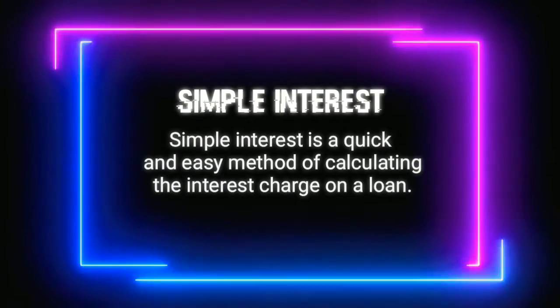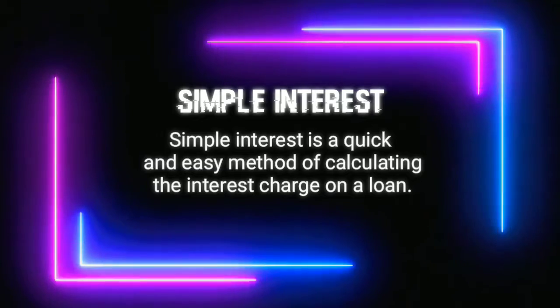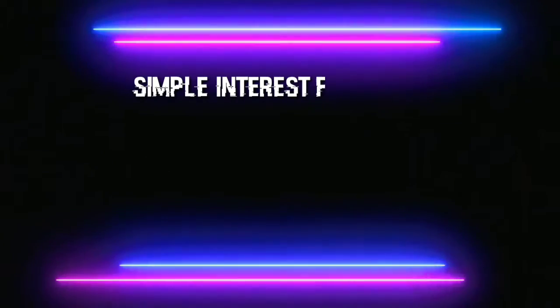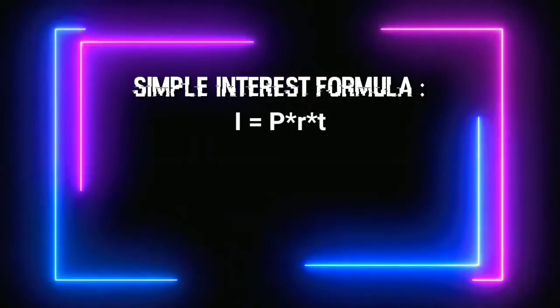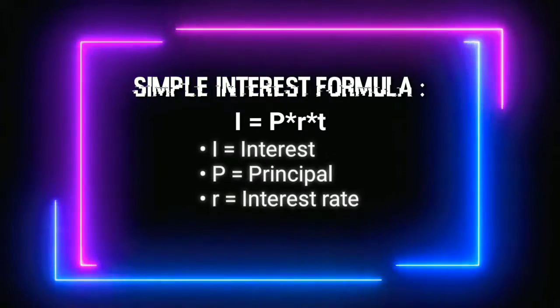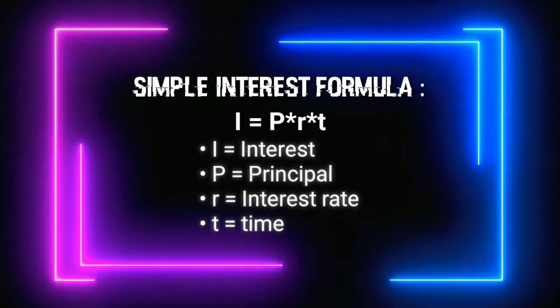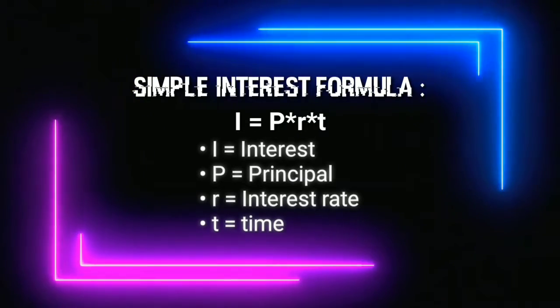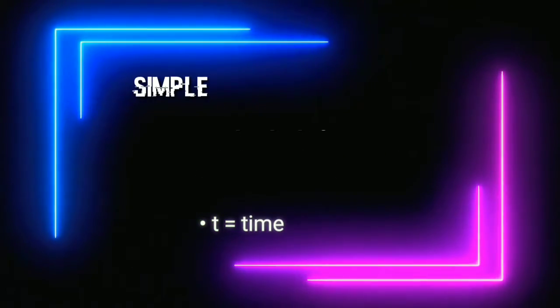Simple interest. Simple interest is a quick and easy method of calculating the interest charged on a loan. The formula of getting simple interest is I equals P times R times T, where I is the interest, P is the principal, R is the interest rate, and T is the time. So let's proceed on solving the given problems.